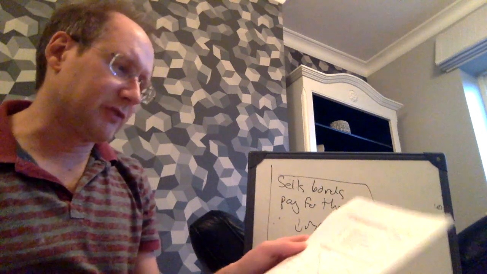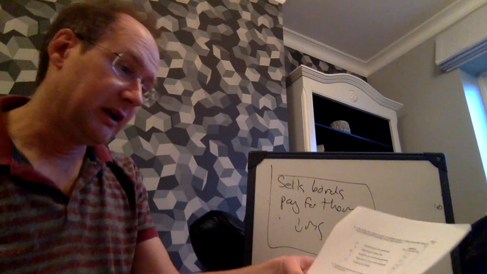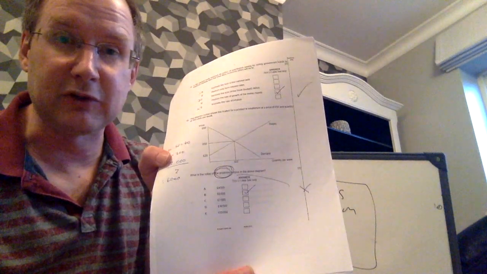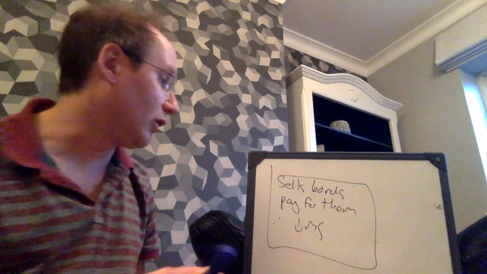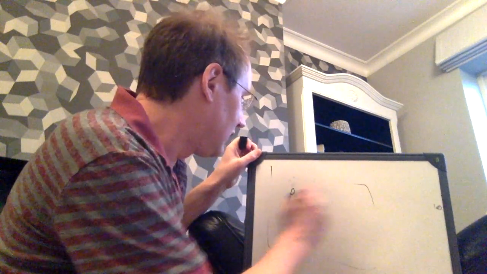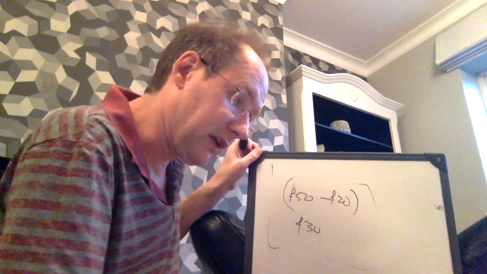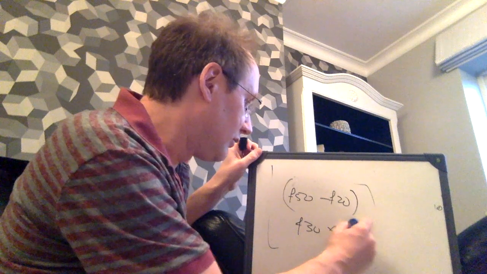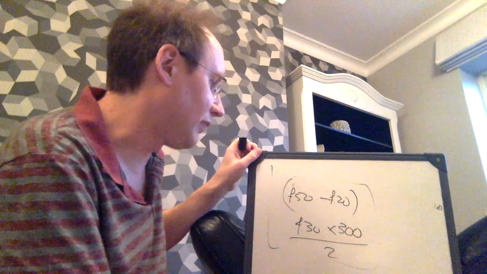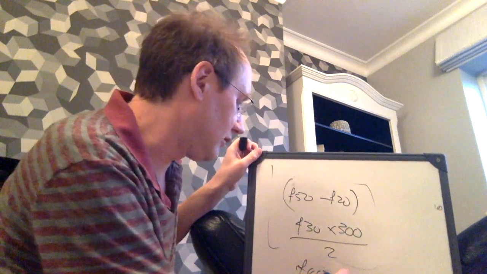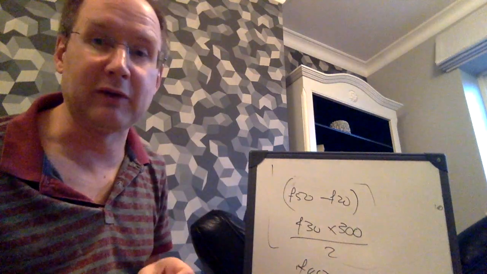So question 12 is fairly straightforward. It's just asking you to work out producer surplus. Producer surplus is the bottom box. The equilibrium price is 50 and the intercept is 20, so that gives us £30. The equilibrium number of units is 300, and to work out the area of the triangle we divide by 2. So that gives you £4,500.